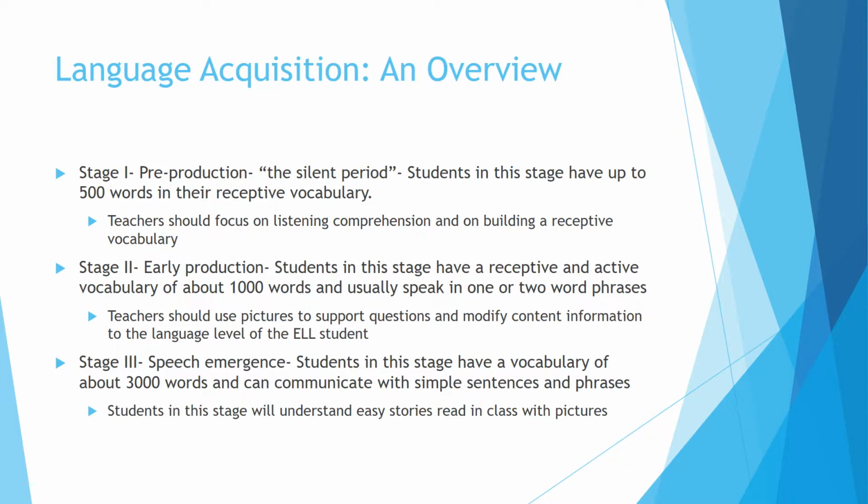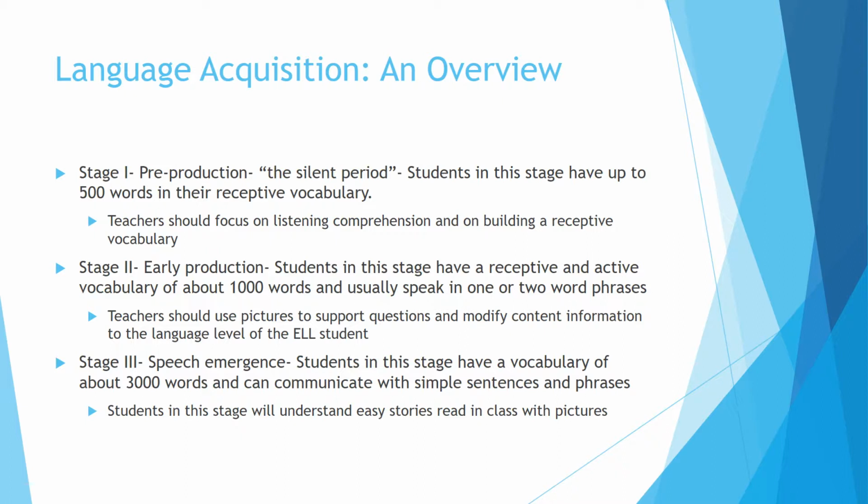This shows the first 3 stages. Stage 1 is pre-production. It's the silent period. Students have up to 500 words in their receptive vocabulary, which means that they can understand, but they're not saying anything. So teachers really need to focus on listening comprehension and on building their receptive vocabulary.